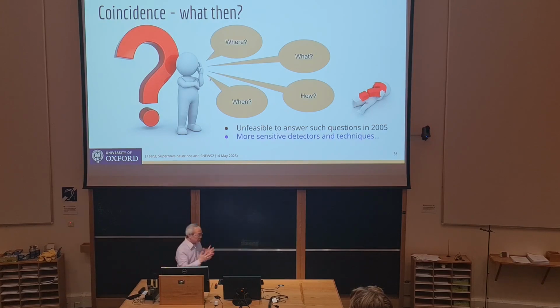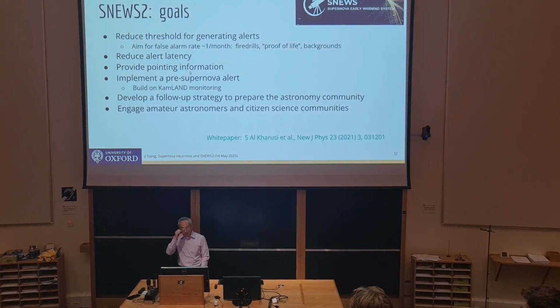So now we're looking at more like a false alarm rate of once per month. That's what we're actually targeting. Then if you're going to upgrade the system, you can ask, can we also do more with the system than we did back in 2005? Questions like, where might the supernova be? What's going on? We were not able to answer these kinds of questions back in 2005, but with the more sensitive detectors and techniques, we should be able to make something of that.